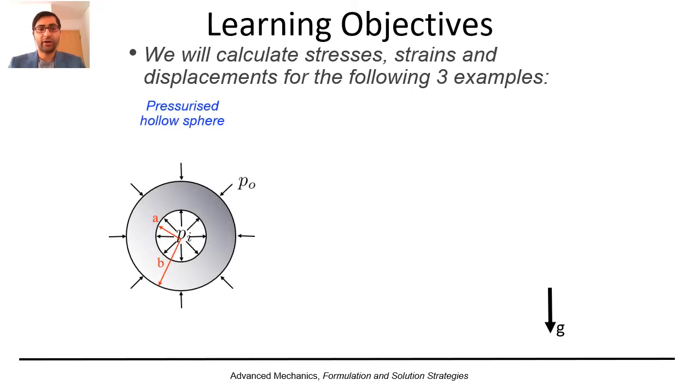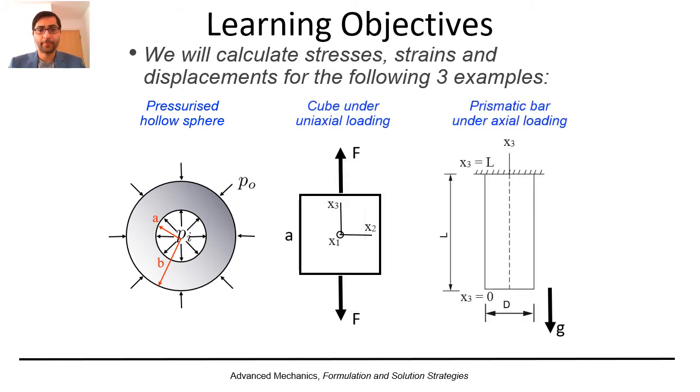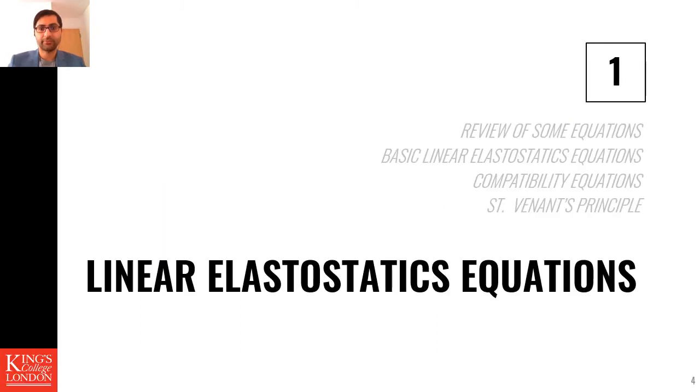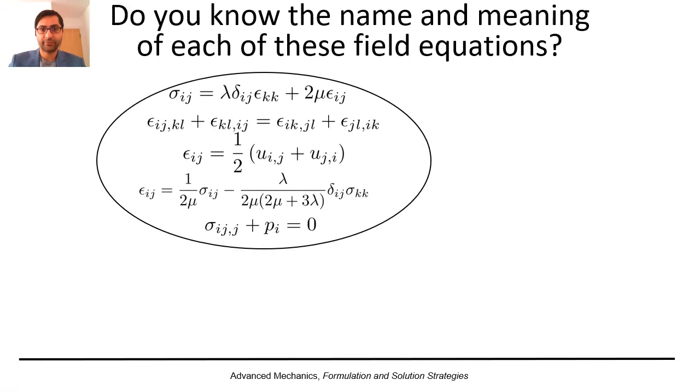We're going to talk about these three examples: a pressurized hollow sphere under internal and external pressure, a cube under uniaxial loading, and a prismatic bar under axial loading, which is basically its own weight. The first part of the lecture is about linear elastostatic equations.